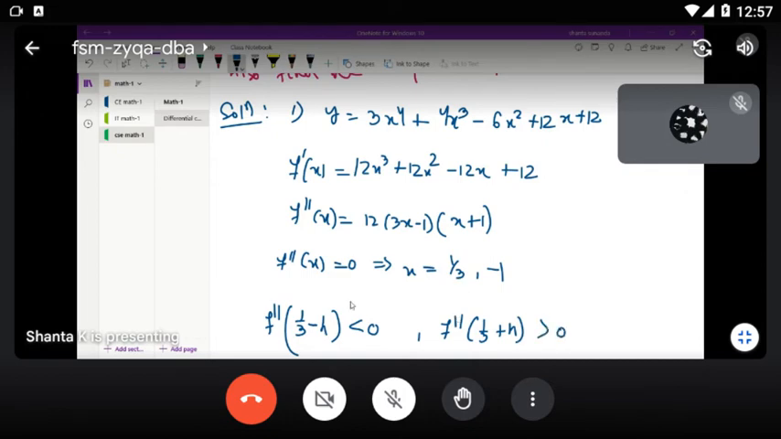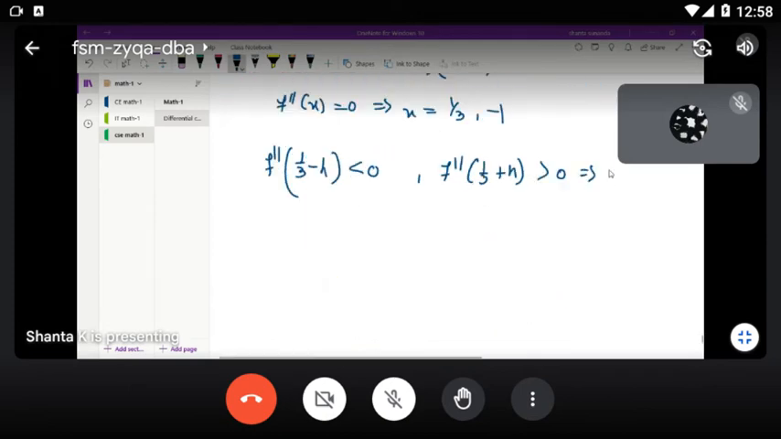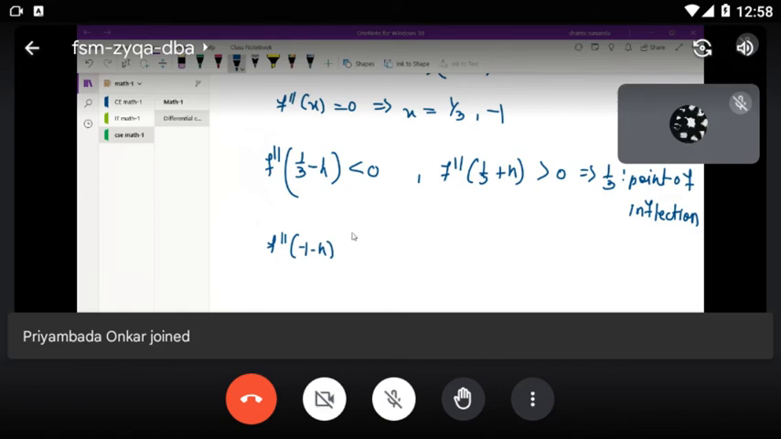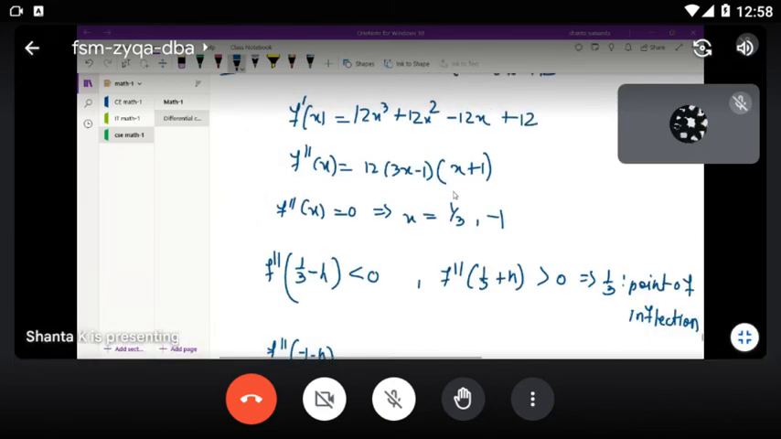So you see at 1 by 3 it is changing sign from concave downward to concave upward. So 1 by 3 is a point of inflection. Got it? I just use the definition, that is, concave downward to concave upward. Similarly, you try for minus 1. What happens for minus 1 minus h here? If we have minus 1 minus h, again minus h will be there, so we have the negative sign here.